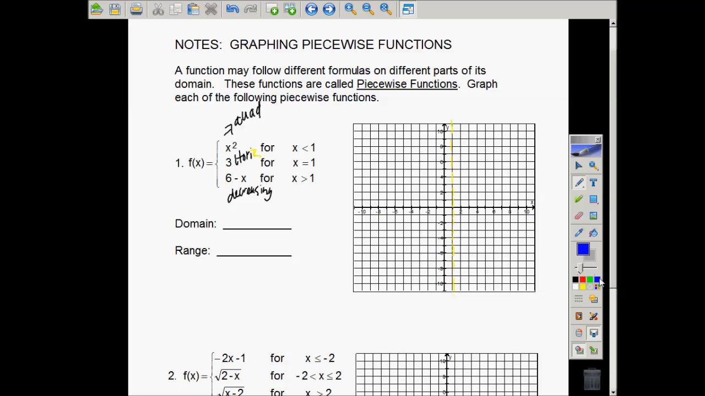Alright, so we're going to start off with the x squared. So x squared only, from left to right, is going to stop where? At the 1. So, if I plug 1 into x squared, what do I get? 1. Am I included or not included here? Not included. So what do I use? An open circle. So I'm going to have an open circle there, because I'm not included. At one, I have an open circle.